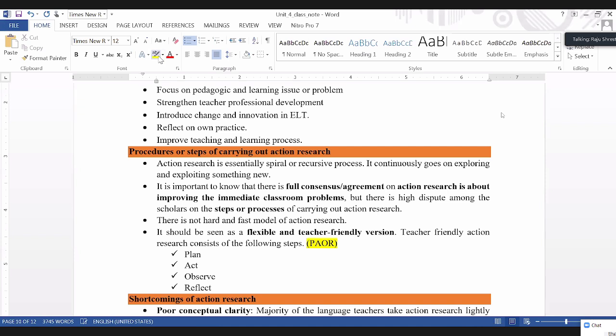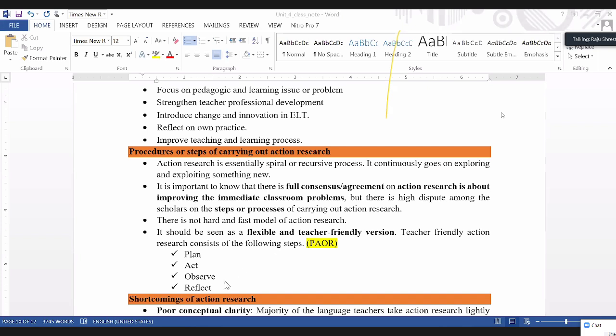Okay, and then plan: when we identify the problem, we plan accordingly. We act, or we implement the plan. We observe, we see the behavior of the students. Then what? We reflect. We look in the mirror. If it seems fine, we go on; or if it still hasn't worked, we replan and again act, observe and reflect, because this is a spiral process. Yes, the recursive model you have written here. Recursive means spiral, understood?